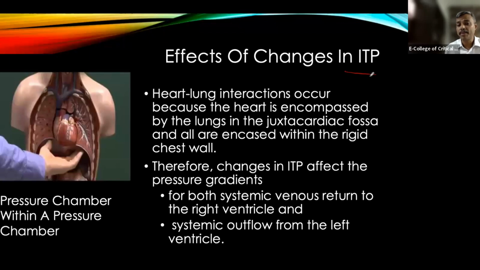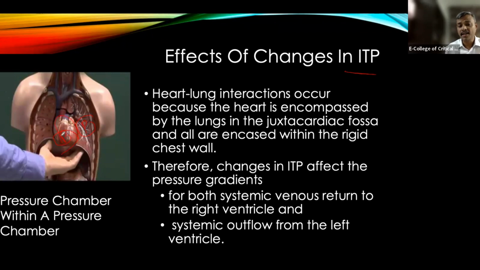How intrathoracic pressure causes the problem. Heart-lung interaction occurs because the heart is one pumping machine, and the other machine is the lungs. So there are two machines. We call it a pressure chamber within a pressure chamber.